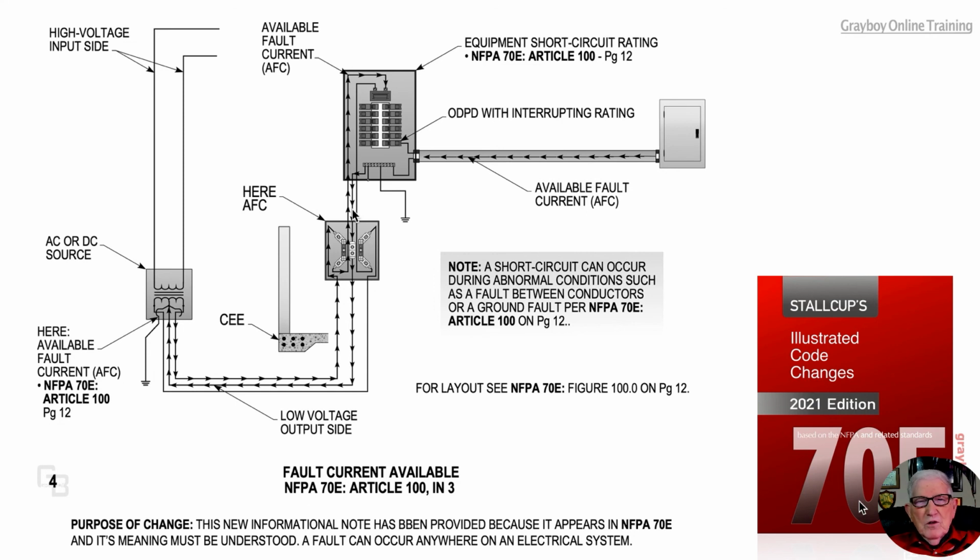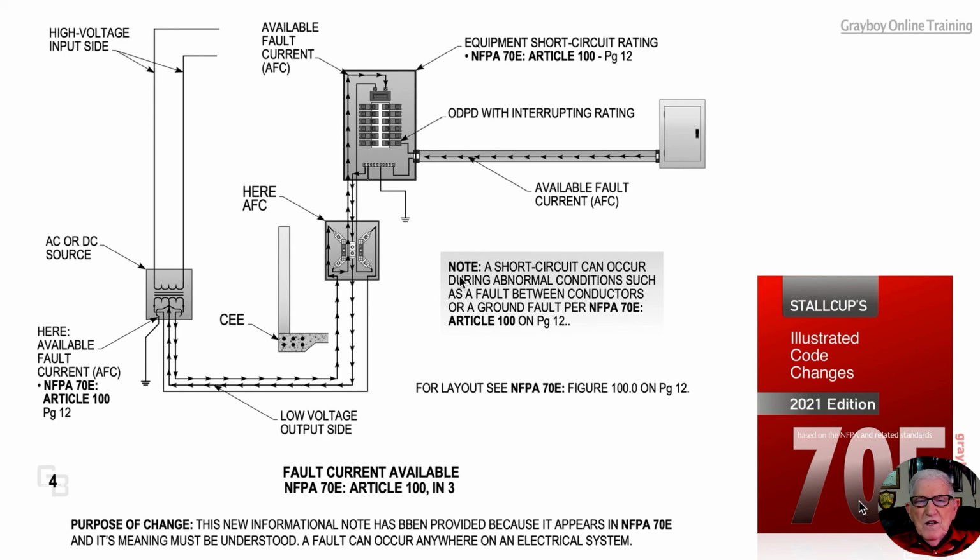So the code for the first time is defining what a short circuit is and what a ground fault is. So review your definition very carefully, there around page 12 of the 70E document, and I believe that you will be enlightened of what this informational note and definition is trying to get over to you and I.